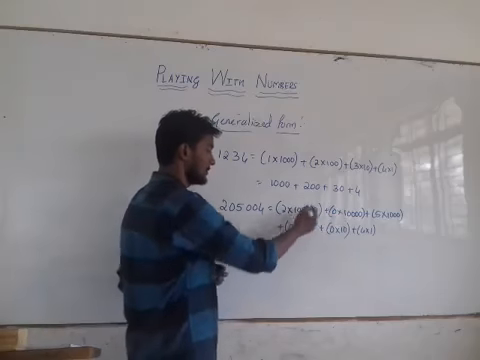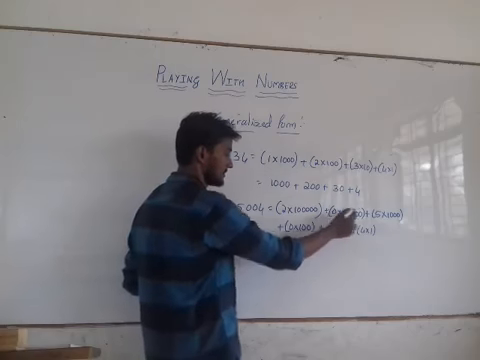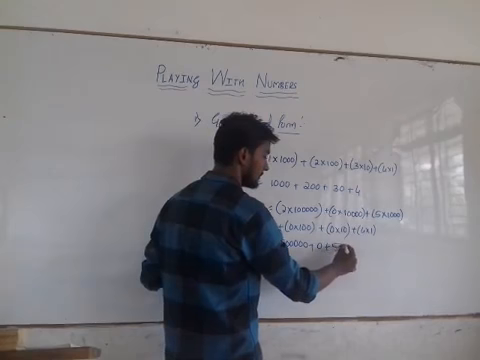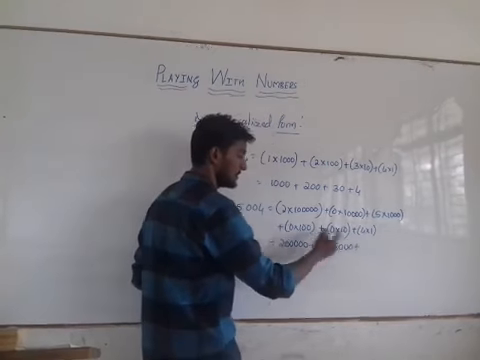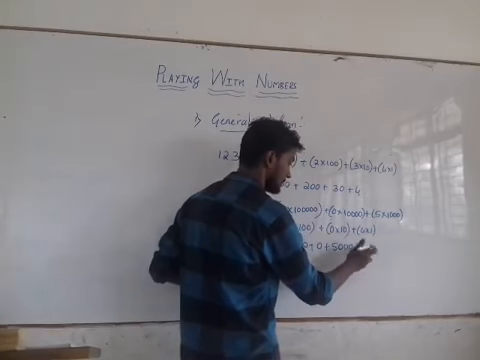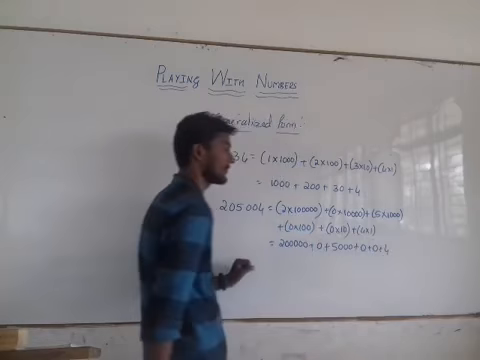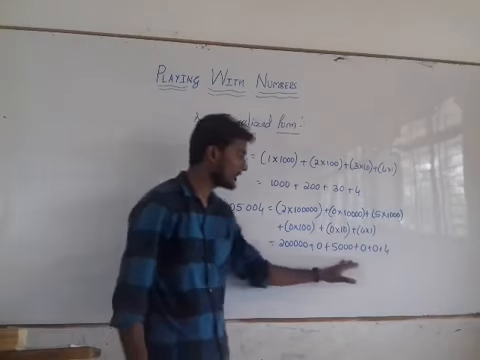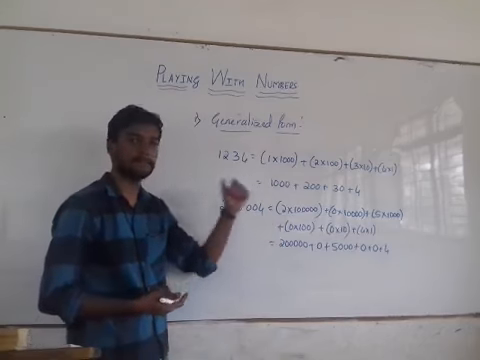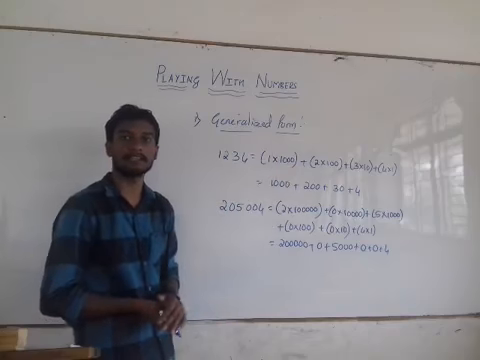So this can be written as 2 into 1 lakh is 2 lakh, plus 0 into 10,000 is 0, plus 5 into 1000 is 5,000, plus 0 into 100 is 0, plus 0 into 10 is 0, plus 4 into 1 is 4. If you add all these numbers, you get the number they have given you, 2,05,004. This is one way of writing this number in the generalized form.